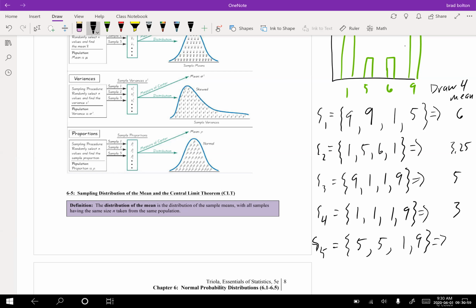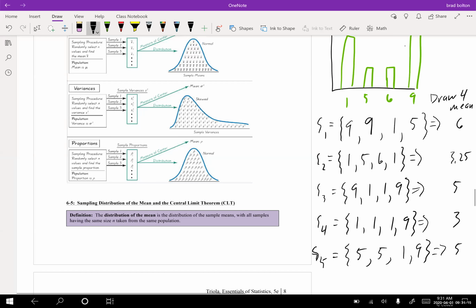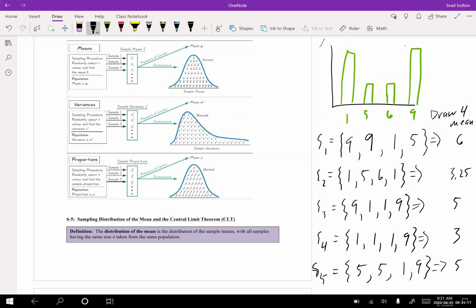And then what is that, 20? That's 5 again. Okay, so these are all the means of each one of these samples. So this is the idea behind the central limit theorem, in 6.5. The central limit theorem is saying that even though this distribution here is obviously not normal, okay?